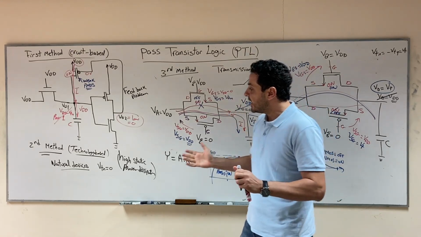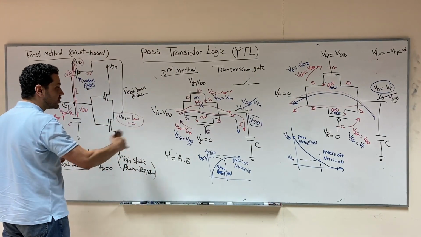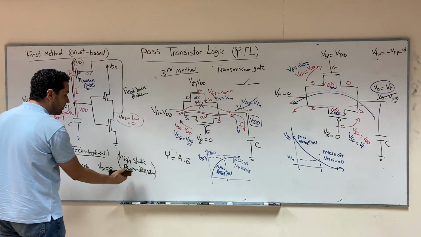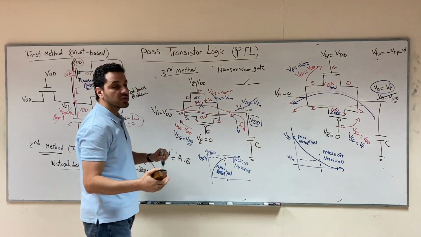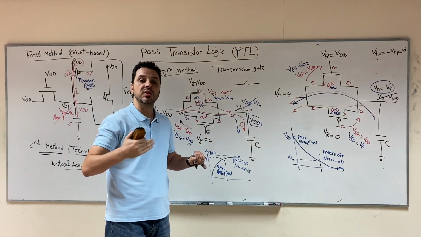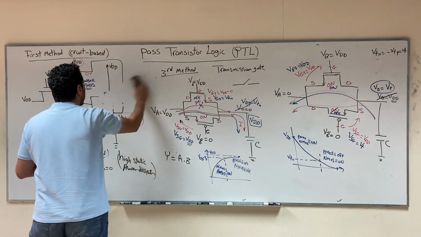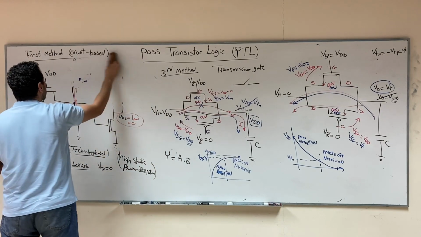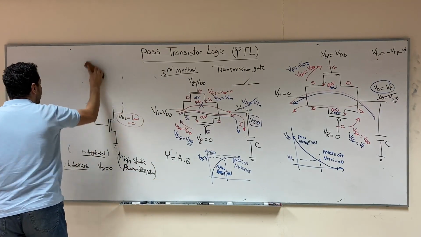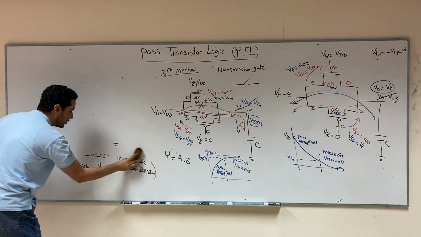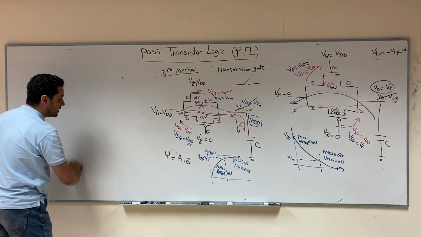So this is basically a summary of what we said in the previous video, the disadvantages of every method: the feedback problem, the high static power dissipation problem, and hence the transmission gate is considered to be the best solution, and this is what we are going to use in order to implement our gates. Let's now look at a couple of examples to implement logic gates using that transmission gate. From now on, we are going to implement our gates using the transmission gate.